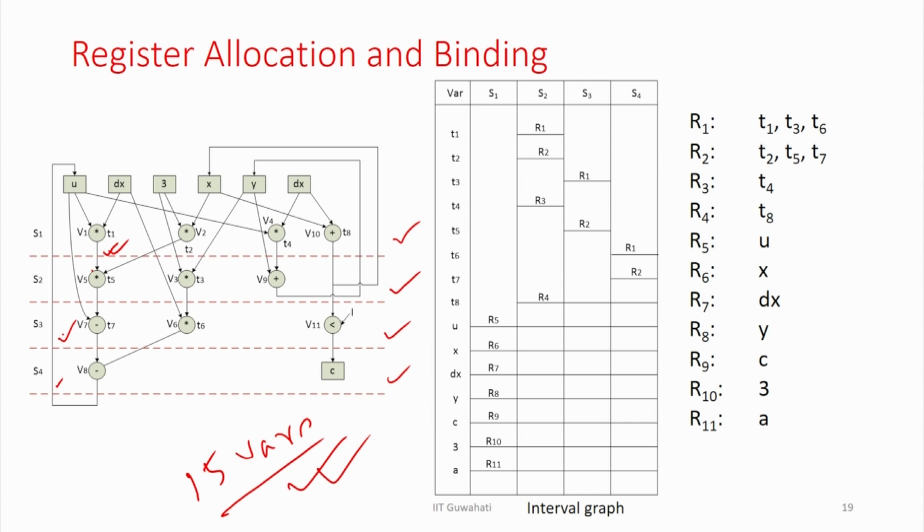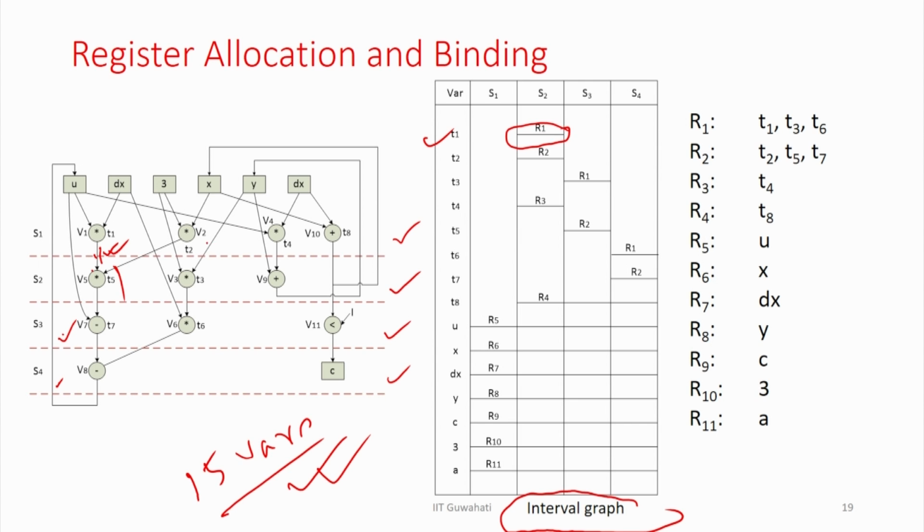So, we try to find out the lifetime of each variable, and that is represented in a graph called an interval graph. As I mentioned, T1 is just defined at the end of S1 and it will be available from S2. So, the lifetime of T1 is only in S2. It is only used in time step 1. After that, it is never used. So, it is not a live variable, and I can replace the value with something else.